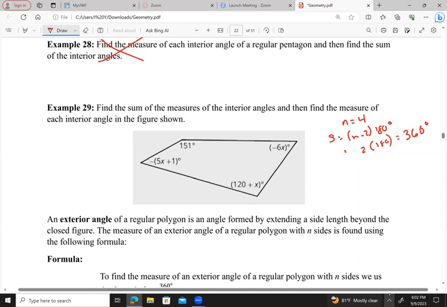So now I take 151 minus 6 times x minus 5x plus 1 plus 120 plus x equals 360.